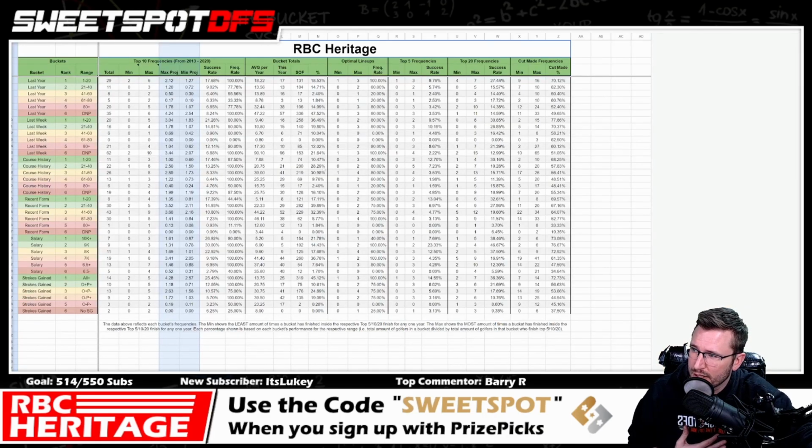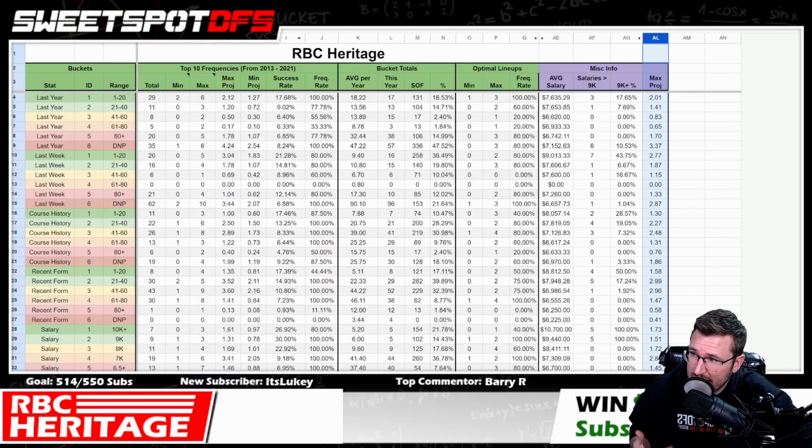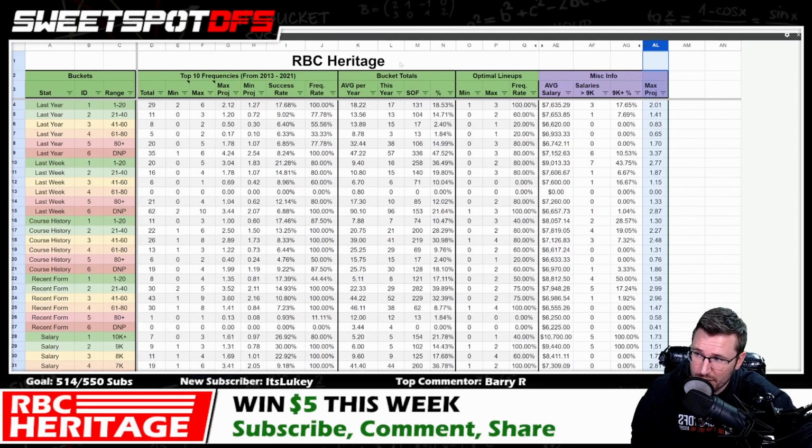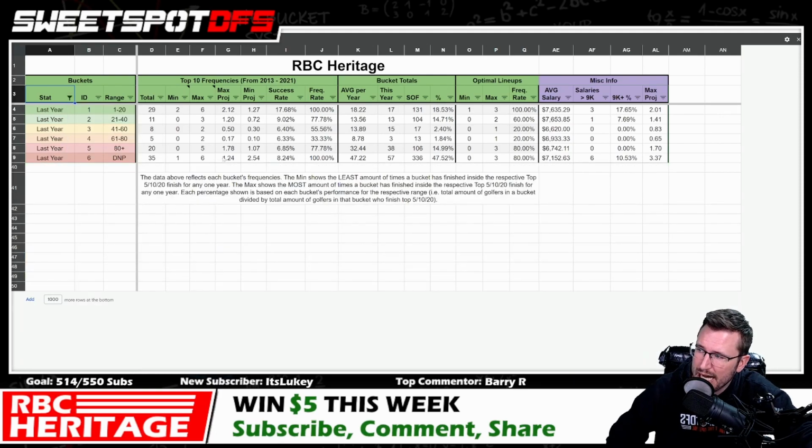Go down to the bucket system, go up to the filter and add the bucket system filter. That way you can follow along with me. I'm going to do this exactly the way I do it every single week. We're going to go ahead and clear everyone out of the stat filter, and then just select last year. We're going to talk about the last year buckets.